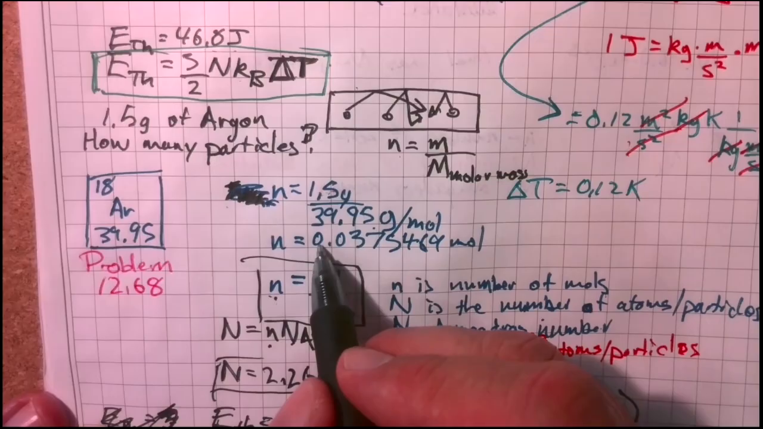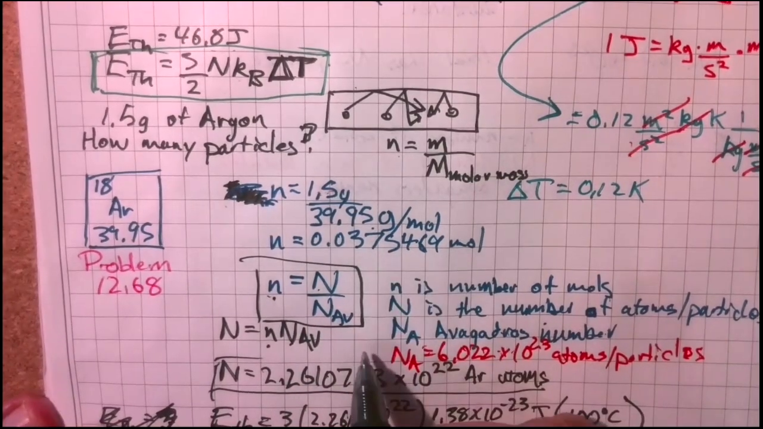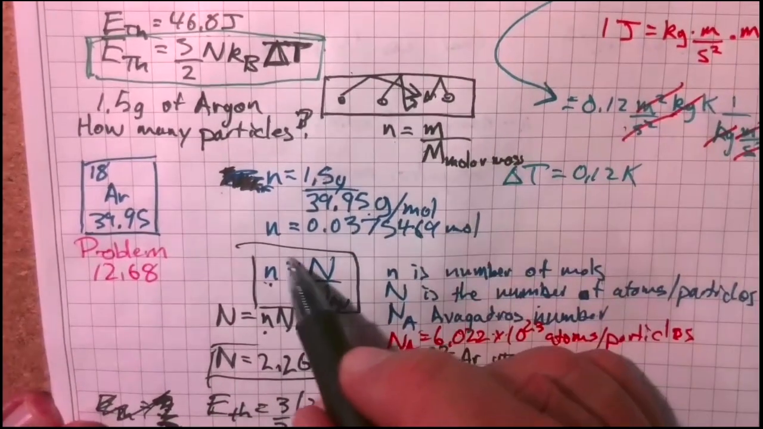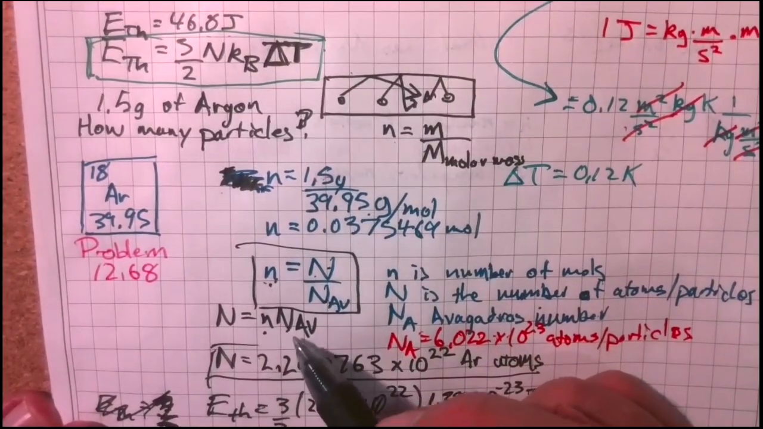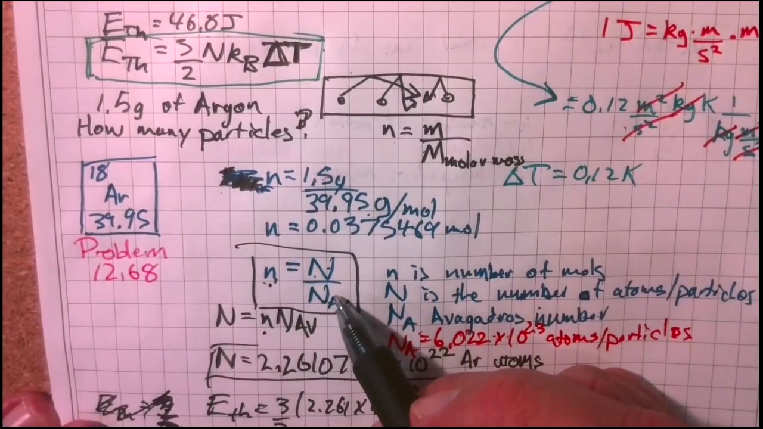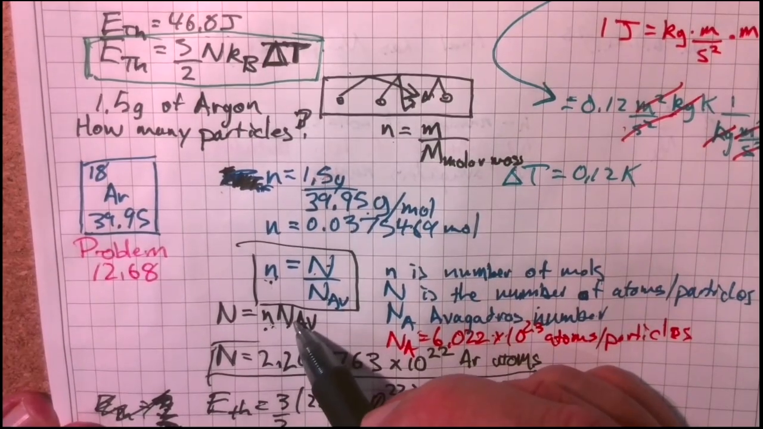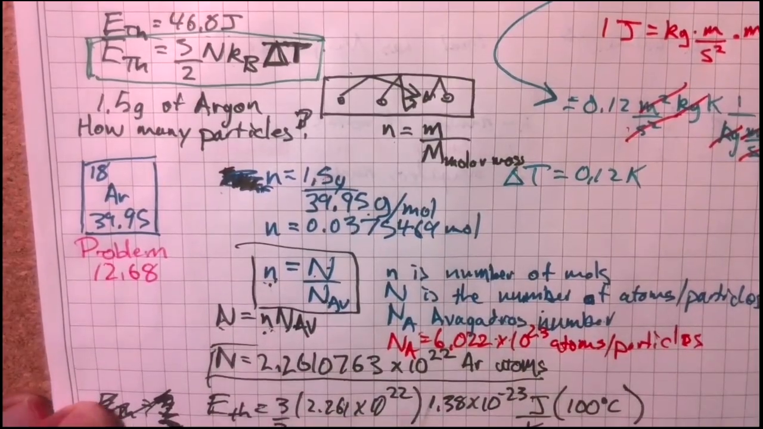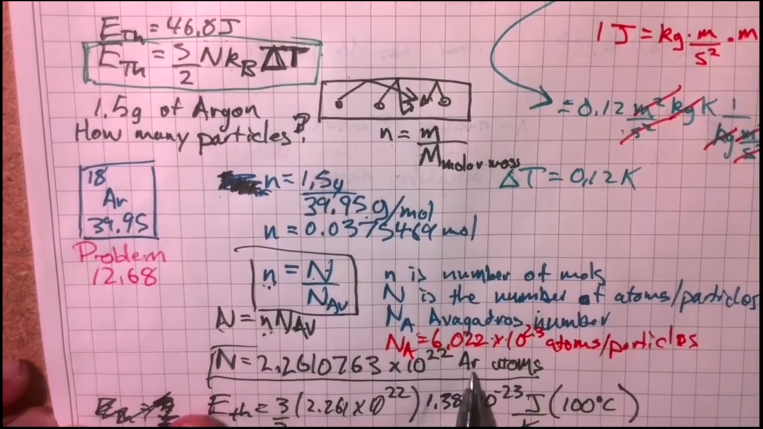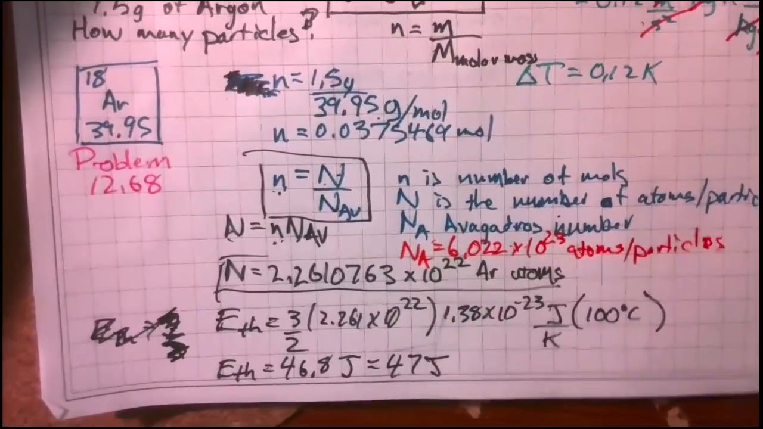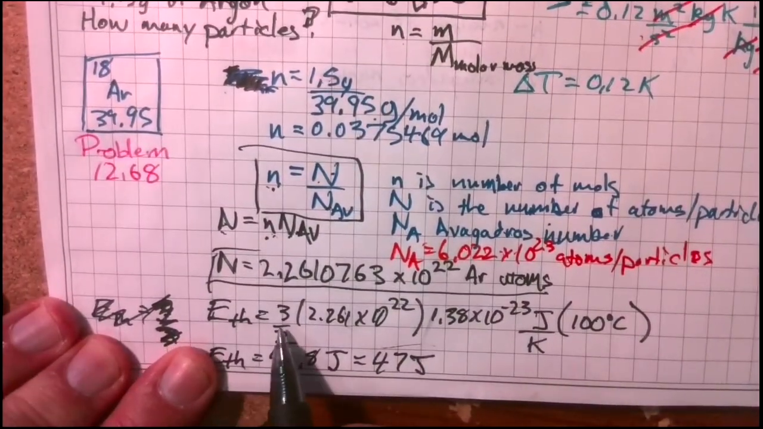That gives us 0.0375 moles. That's the number of moles that we had. Then we use this equation right here. The number of moles equals the number of particles divided by Avogadro's number, so I multiplied both sides by Avogadro's number. The number of moles times Avogadro's number tells us the number of particles. So we had 2.26 times 10 to the 22nd argon atoms.